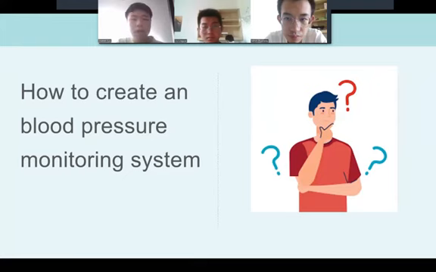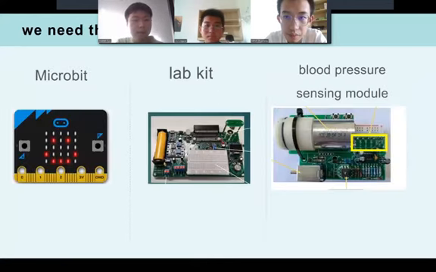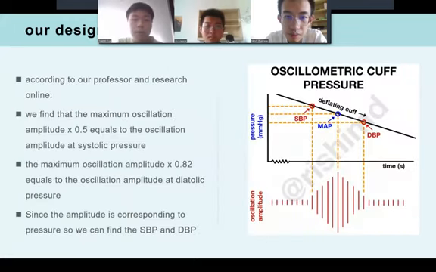Now, how do we create a blood pressure monitoring system on our own, using microbit to create an electronic one? We need these three pieces of equipment. First is microbit, and another one is lablet. We also need a blood pressure sensing module. Let's welcome Liu Lingyue to explain the working principle of our design.